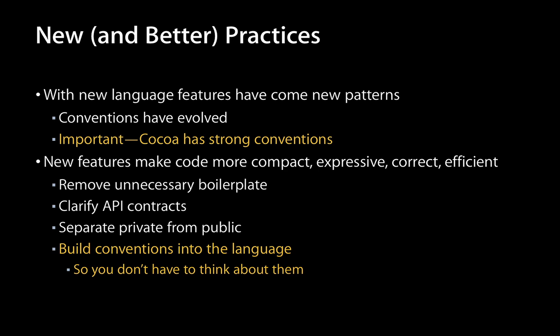Together with these changes in the language, then, have come changes in the way that we use the language, the way that we use the environment, and so on. In particular, some of the conventions that we use have evolved. And this is really important because Cocoa has very strong conventions. You know pretty quickly if somebody isn't following the right conventions. We talk about fighting the framework and so on. In general, again, we hope that the new features are making your code simpler, more compact, and so on, in addition to being safer. But we're also moving in the direction of building some of the conventions that previously you just had to know about actually into the language, so that you don't have to think about them.